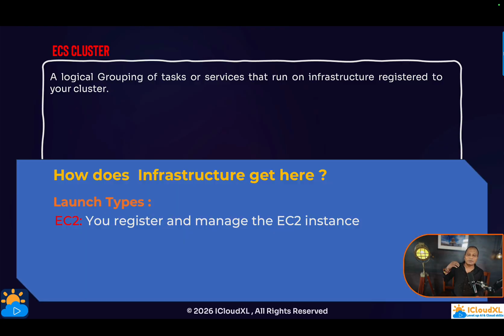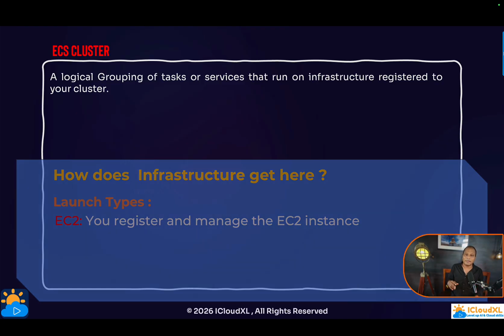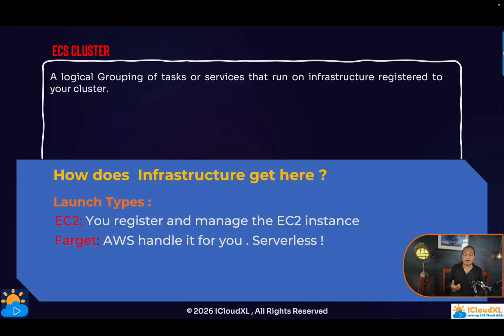Basically all the infrastructure comes from the cluster launch type. The launch type can be EC2. You can choose it from the UI, and AWS is going to launch an EC2 instance for your cluster. Another launch type is Fargate. Here AWS handles all your EC2 demand, including the patching and all of this maintenance work, AWS takes care of it for you, and this is basically a serverless option you can call it.